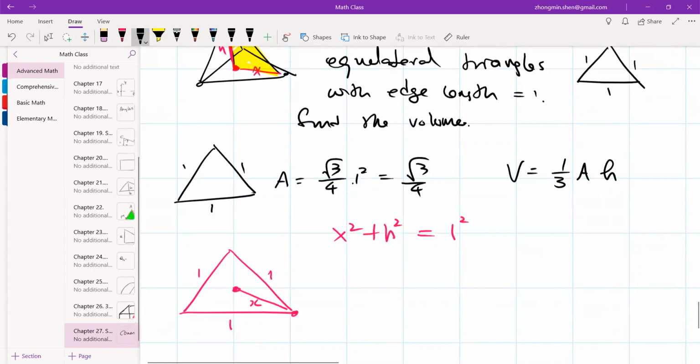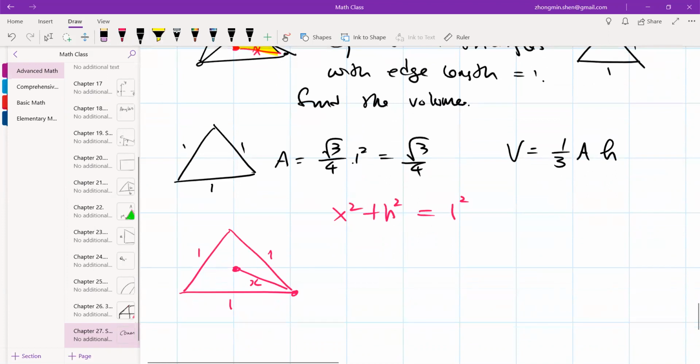This is from the previous section, from the chapter. How do you find the x? This is 30 degrees, right? How do you find the x? It's a center, from the center to the vertex. Because it's an equilateral triangle, you can draw 3 lines, similar, right? They intersect at the center, right?